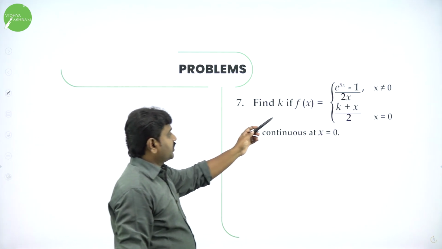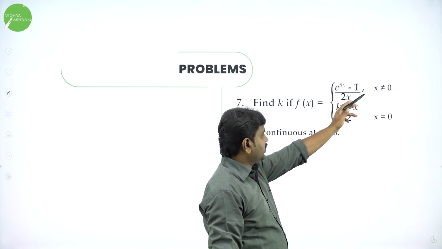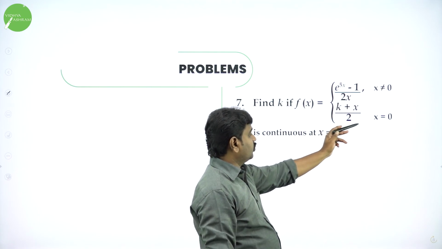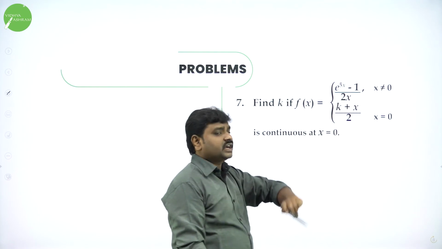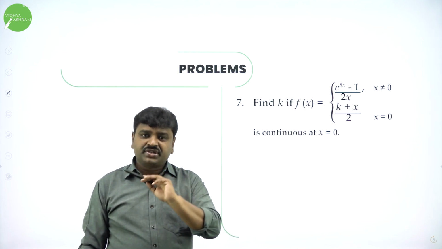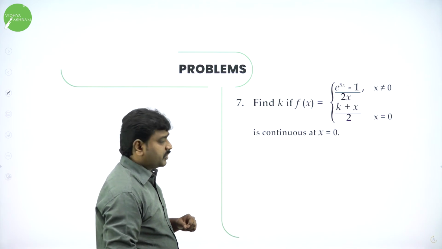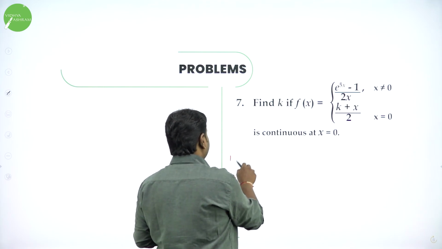Now f of x is (e power 5x minus 1) by 2x when x is not equal to 0, and k plus x by 2 when x equals 0. They told us it is continuous at x equal to 0. If it is continuous, then LHL, RHL and f of 0 are all equal. So the same logic will apply. We will find the LHL and equate it to f of 0.